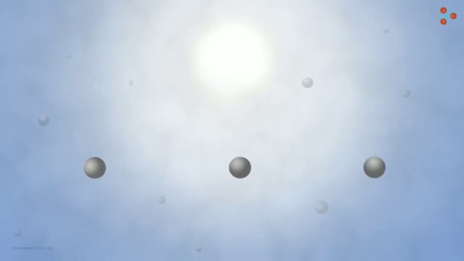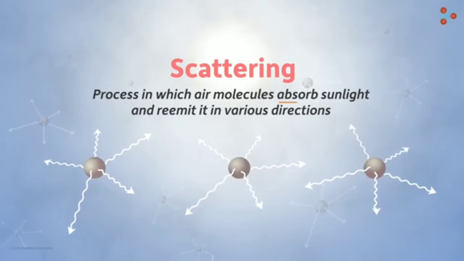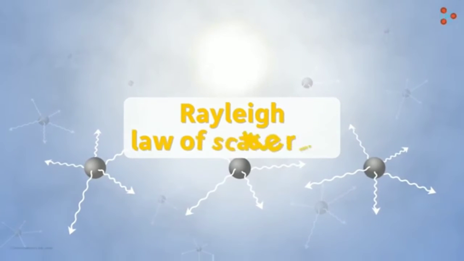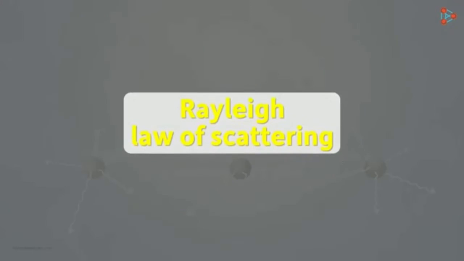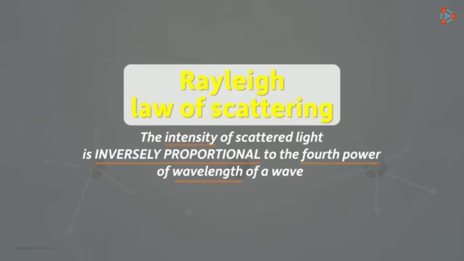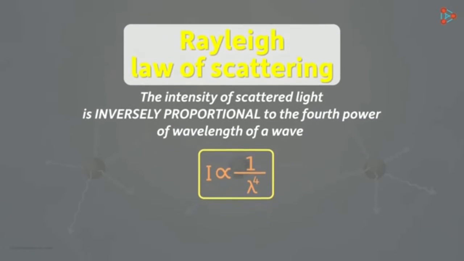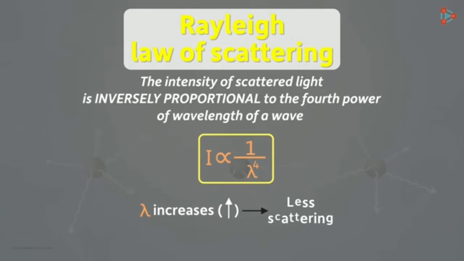First, let's see what happens when the sunlight falls on these air molecules. When sunlight strikes these molecules, it gets scattered. Scattering is a process in which the light is absorbed by the atoms and re-emitted back in various directions. However, not all the light is scattered equally. The amount of light that will be scattered is given by the Rayleigh law of scattering. It says that the amount of scattered light, or the intensity of the scattered light, is inversely proportional to the 4th power of the wavelength of a wave. I is inversely proportional to lambda to the 4th power.